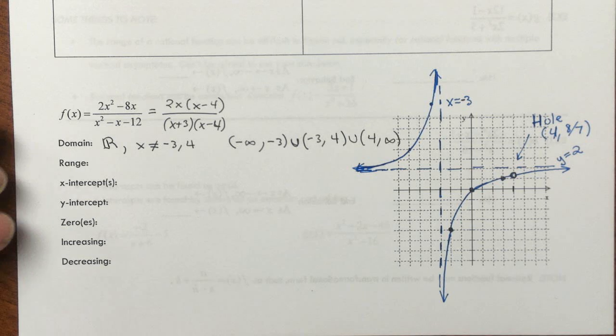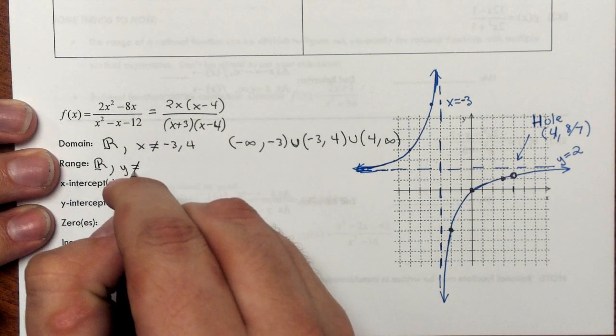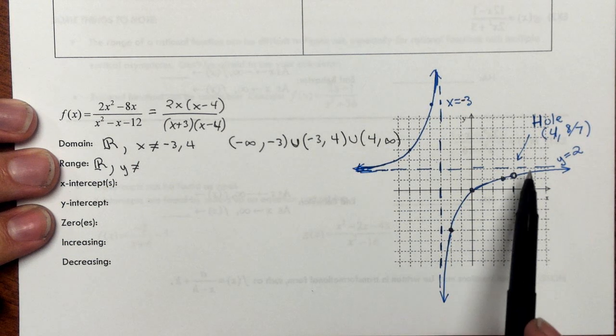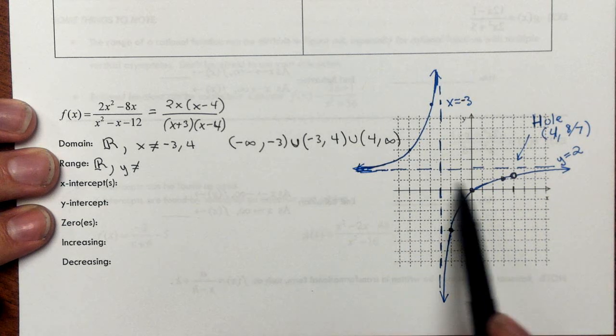For the range, we can do something similar. The range is the set of real numbers such that y does not equal. When I look over here, I already figured out that my hole was at 4, 8/7. So that is the y value I'm losing down here.